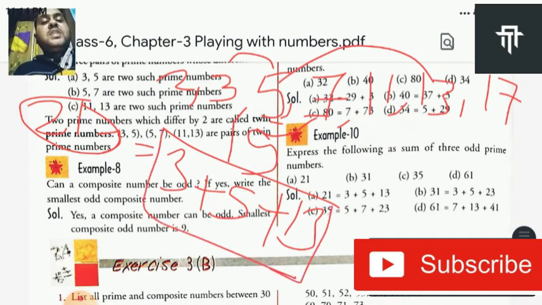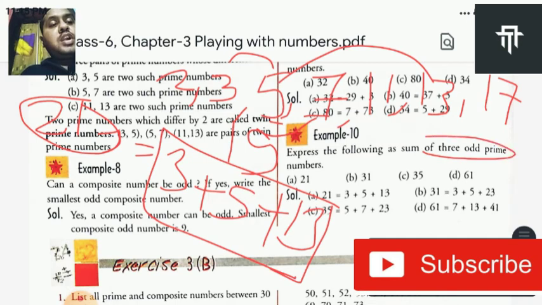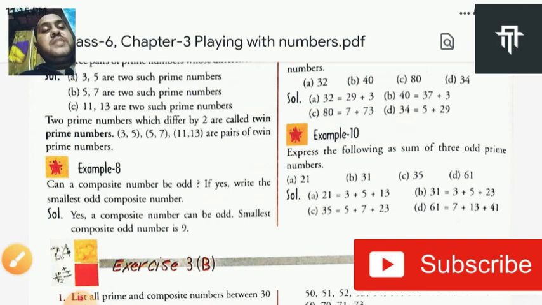So these are the original numbers. When we add them, we get 21. And the question asks for three odd prime numbers. We need to add three odd prime numbers. So 3, 5 and 13 are all odd, and when we add them, we get 21. Similarly, we can solve all the remaining questions, 35, 61. We can easily find these solutions.